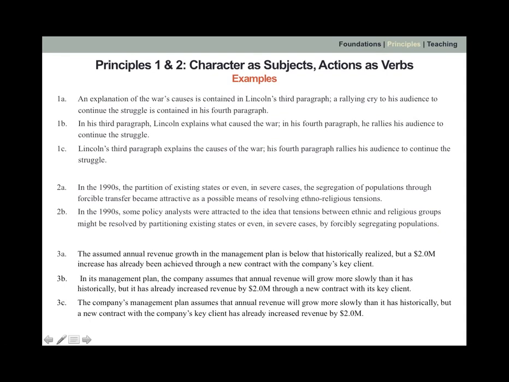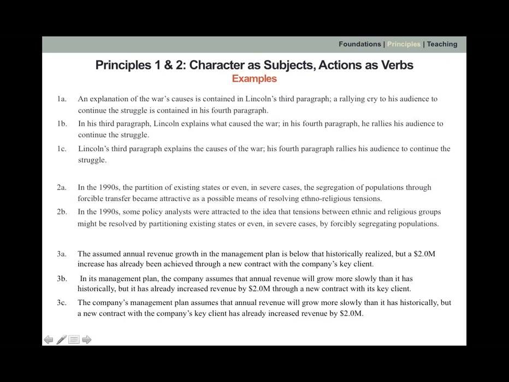Therefore, it's clearer if we attach the idea to a concrete character like policy analysts. In the 1990s, some policy analysts were attracted to the idea, and then at the end of the sentence we give the long abstraction: the idea that tensions between ethnic and religious groups might be resolved by partitioning existing states, or even in severe cases, by forcibly segregating populations. That, in a nutshell, is Williams's first two principles.